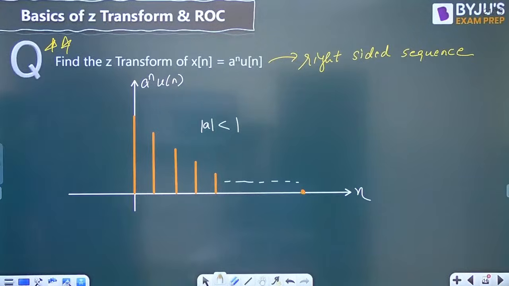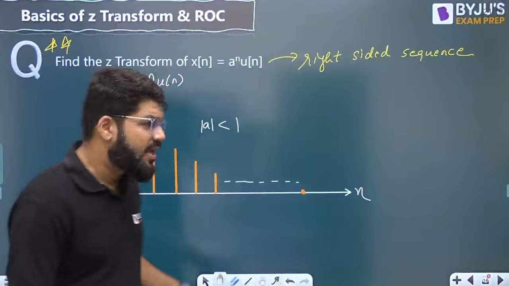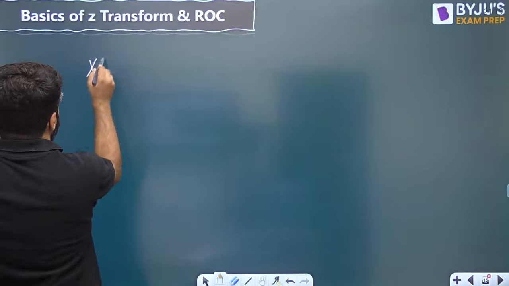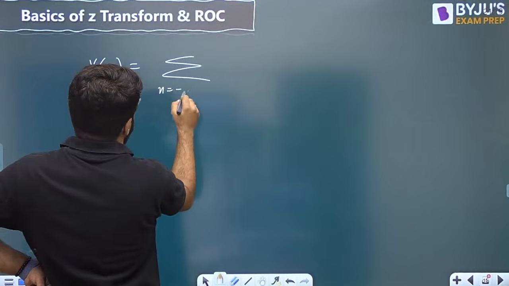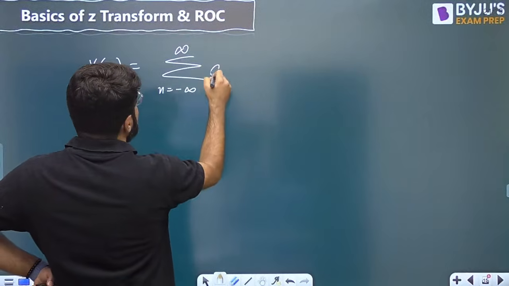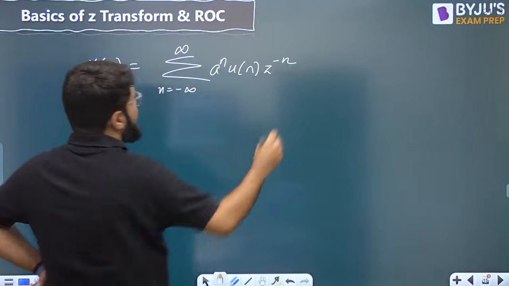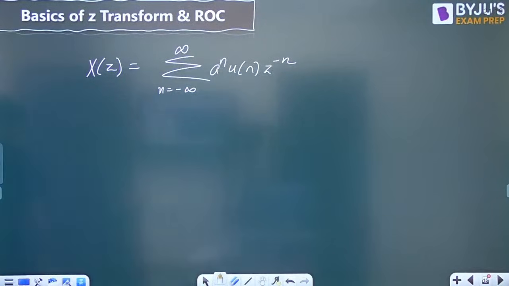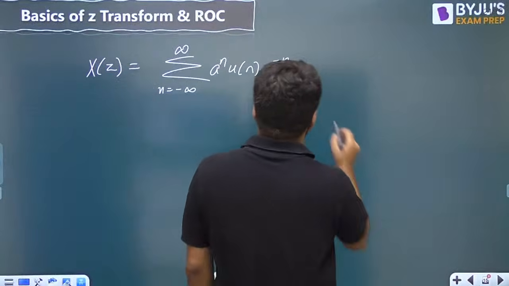Now, what is the Z transform eventually? What is of our importance is calculating the Z transform of this signal. So let's come to the calculation. X of z is given by the summation from minus infinity to infinity of x[n], put down the value of x[n], a power n u[n], multiplied by z raised to the power minus n.